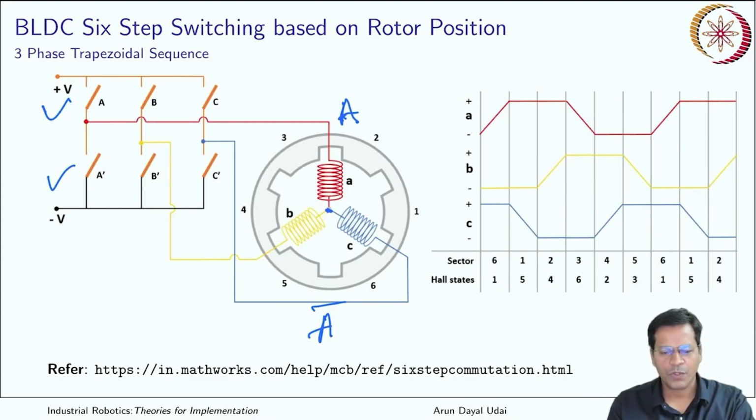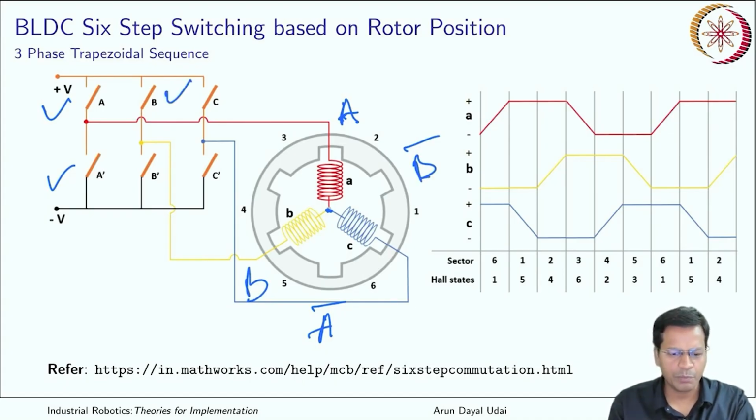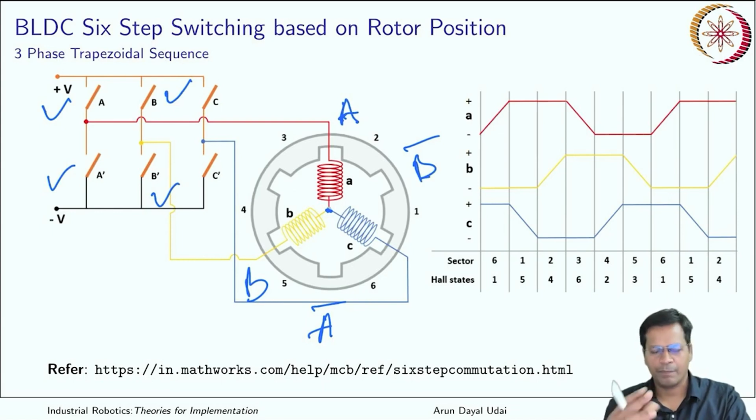Now coil B and B bar are there. If you want B high, you have to make this high. If you want B bar high, you have to make this one high. B and B bar both cannot be one at a time. Yes, both can be 0 at a time, but both cannot be one. So this creates a waveform which is very much like this.